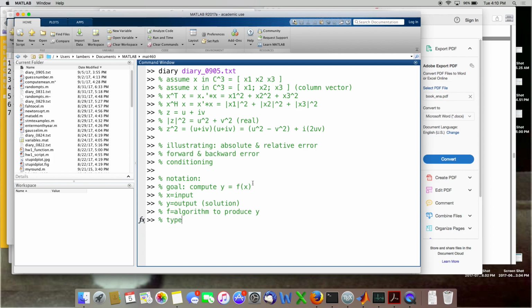The types of error, if I were to summarize them as briefly as possible. We have data error, which is the error in x. For example, maybe x is obtained by some sort of measurement. So that would be an example of data error. Or maybe x comes as a result of some previous computation, which is going to have some error in it as well.